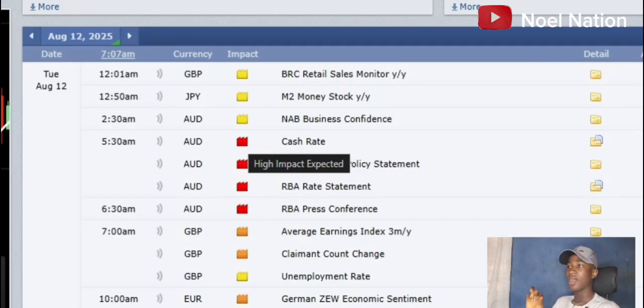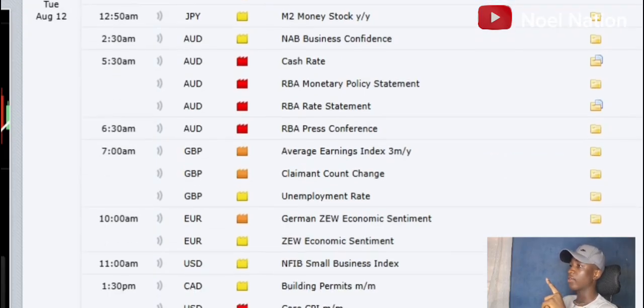What it is saying is that if you're trading anything that involves AUD, let's say you're trading AUD USD, you might expect a high impact around 5:30 a.m. if you are trading it. So that is it.